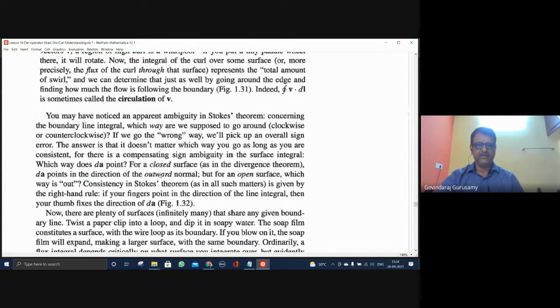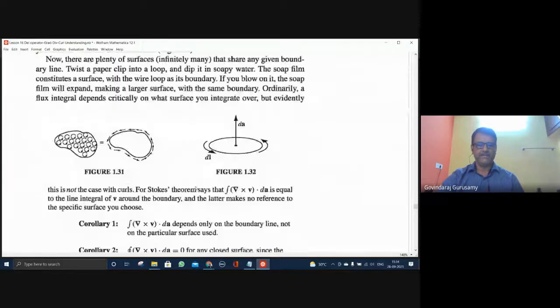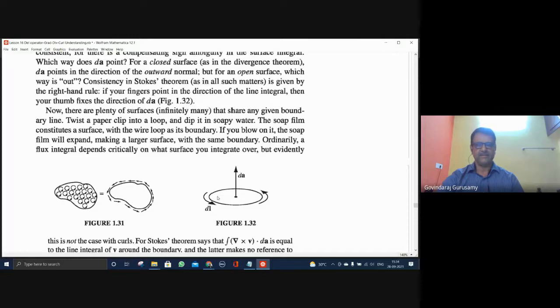This is actually the meaning of this mathematical expression. There are small things, and you add all of them. That is equivalent to the line integral over a closed path. That's what it means. Now there are plenty of surfaces, infinitely many, that share any given boundary line.